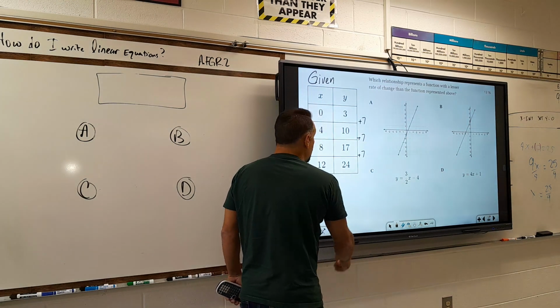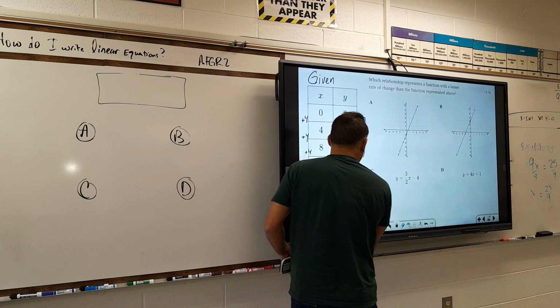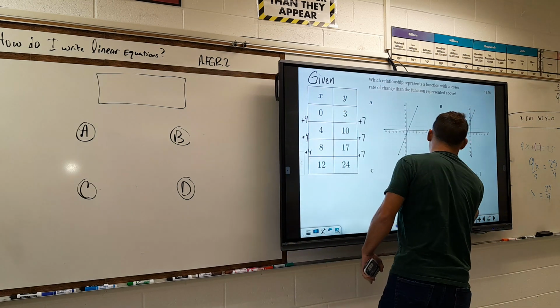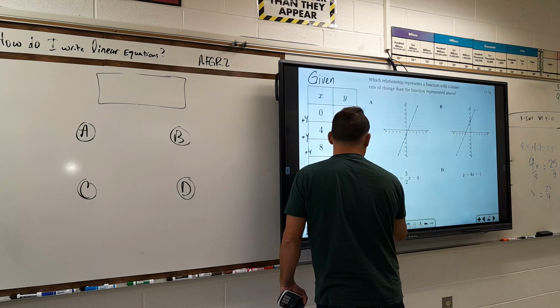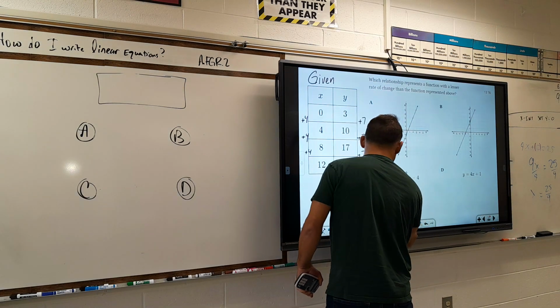So the slope, now if you get stuck, you might want to use your calculator and say a term or a number subtract its previous.